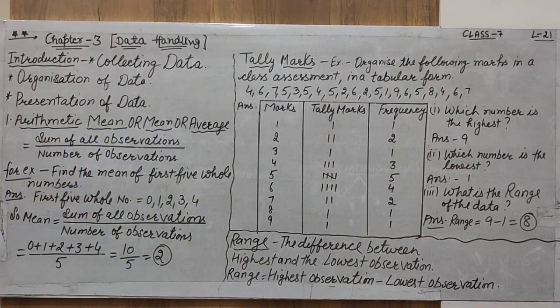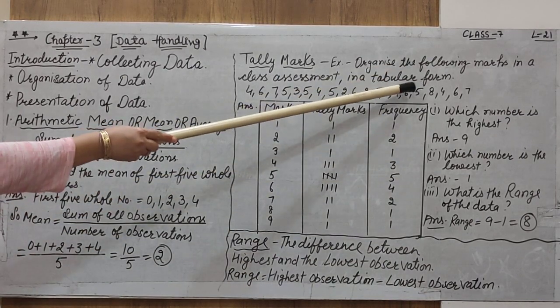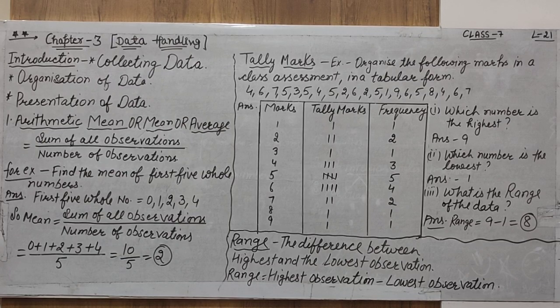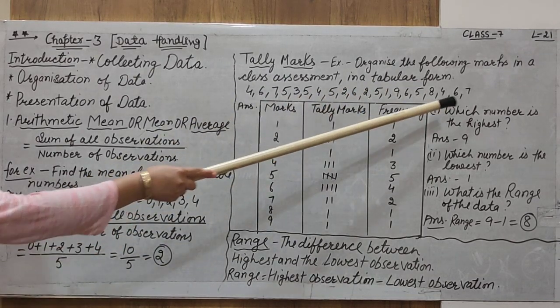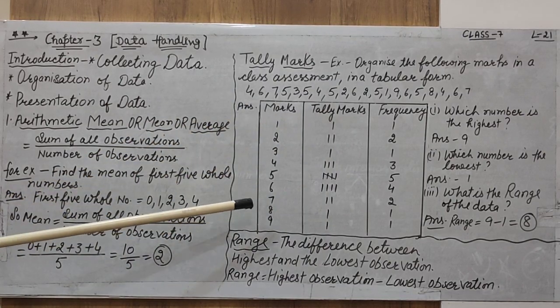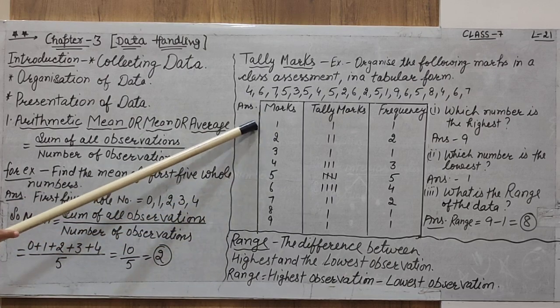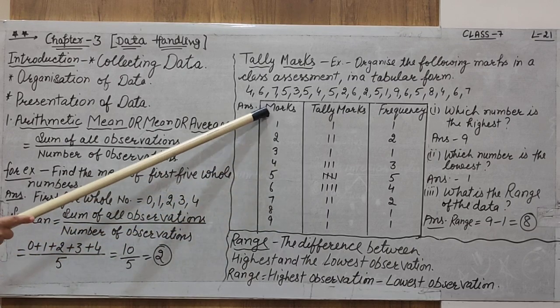Next we have discussed tally marks. What are tally marks? Tally marks are the tabular form of the marks. One kind of observation is given, which is marks. You have to put all the given marks in a simple format in increasing order. The minimum marks are 1 and the highest marks are 9. So these are the marks.